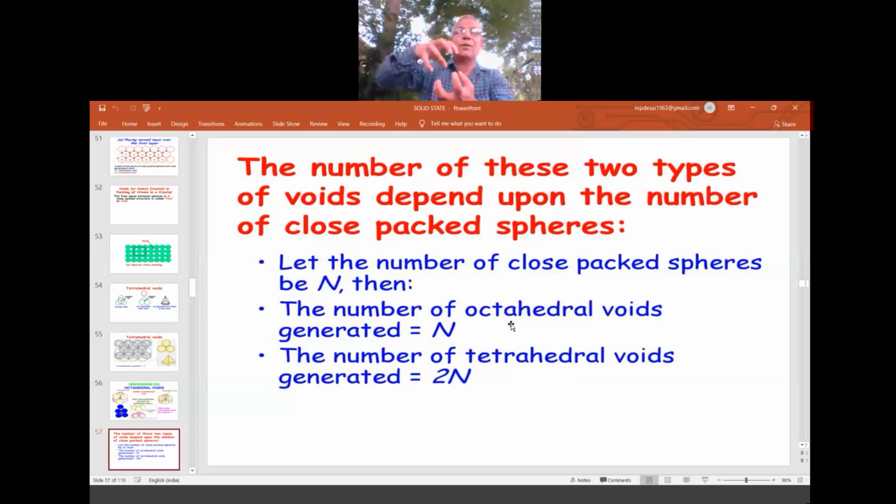So for understanding purpose, if I take 100 spheres for a particular packing in 3D, at that time 100 octahedral voids are created. Whereas how many tetrahedral voids are created? Twice. That means 200. That means tetrahedral voids are more than the octahedral voids. Why? Because tetrahedral voids are created using only 4 spheres, whereas for the octahedral we require more. Therefore, their number is always less. How much lesser? It is half.